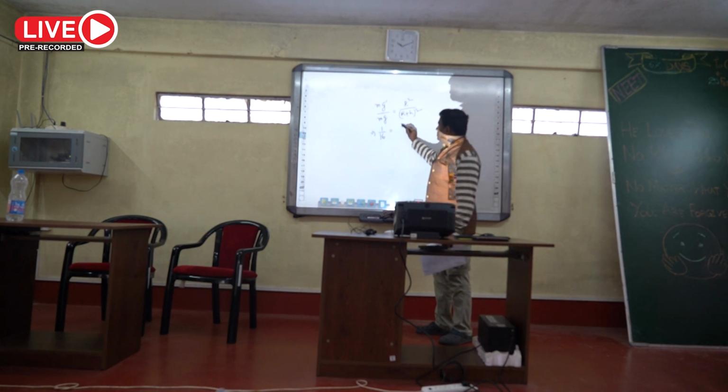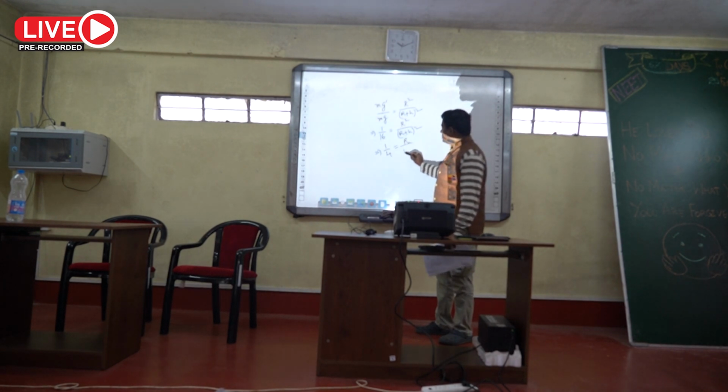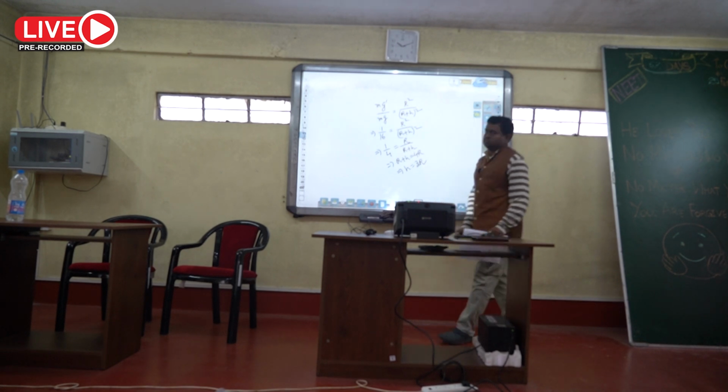So 1/16 will be R square by R plus h whole square. From that, taking square root, we can write 1/4 equal to R by R plus h. So we can write R plus h equal to 4R, or h equal to 3R. Okay.